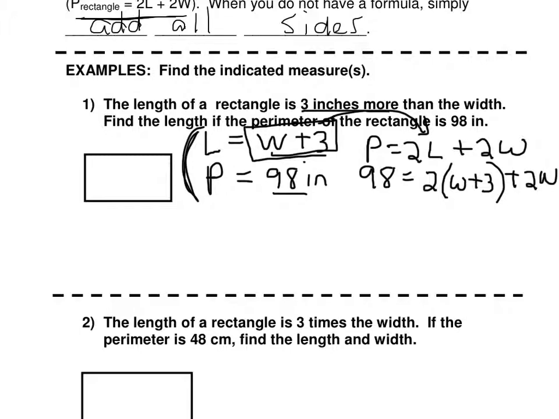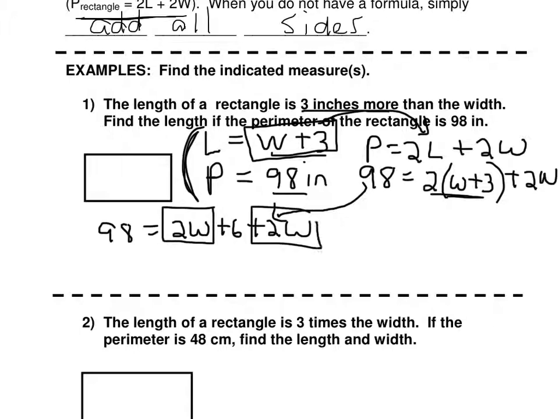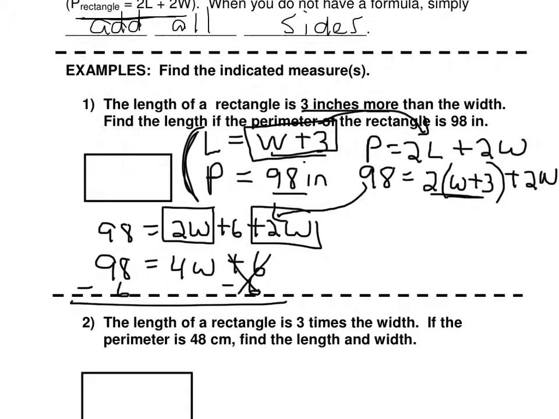So now I just have a multi-step equation and I have to do distributive property. So I'm going to come over here to do it. So 98 is equal to 2W plus 6. Remember distributive property right there. Plus 2W. Then I combine like terms. Combine these together. So I get 98 is equal to 4W plus 6. Then I subtract 6 from both sides. The 6 cancels, and I get over here 92 is equal to 4W.